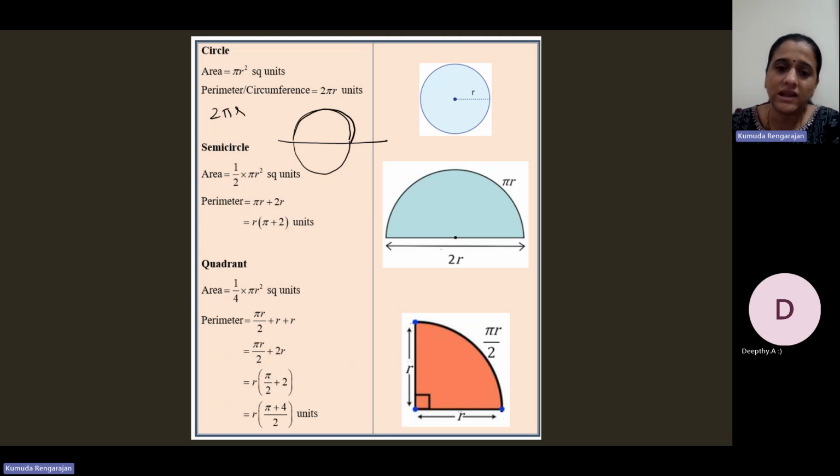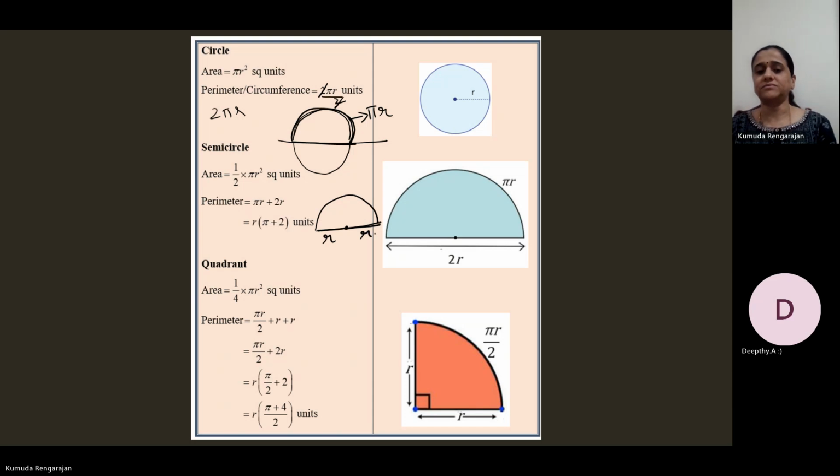Right? So the length of this piece will be 2 pi r divided by 2, which is pi r. But what about this portion of the semicircle? This is the diameter, which is r plus r. See, this is radius, this is radius. R plus r, 2r. So the perimeter of a semicircle is given by the formula pi r plus 2r.